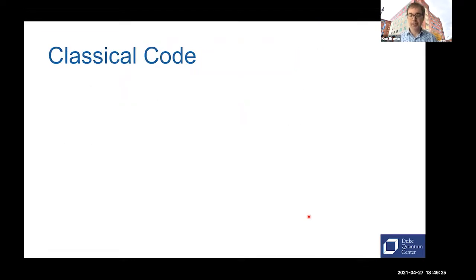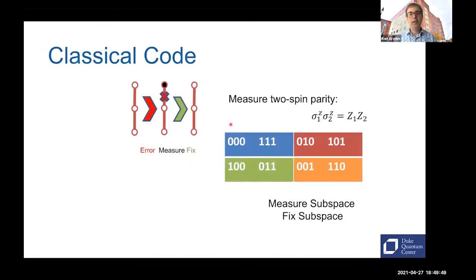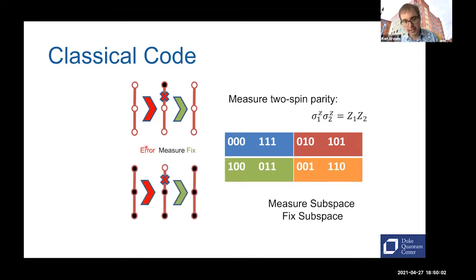So let's just do a few more examples. The way I think about it is, in this classical code, I have three repeating pieces of information. And then if one of the bits flips, there's a disagreement in this parity. And so I can do majority vote and fix it. But I can also just measure this parity, and then I know that I should flip this top spin either way. The important thing is, by just looking at the parity, it doesn't depend on the information that's encoded here. It could have been zeros or ones.